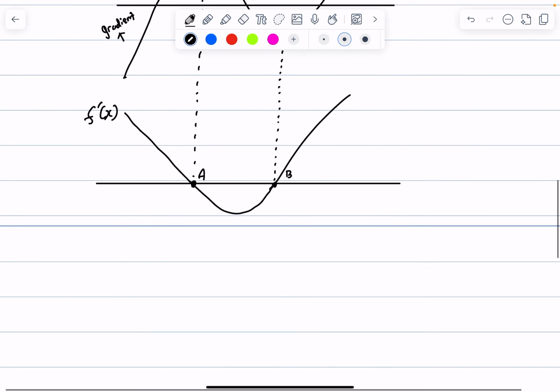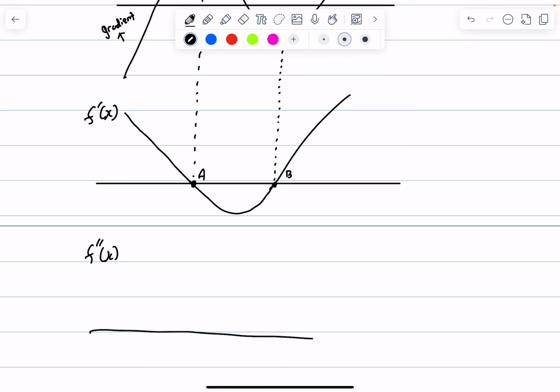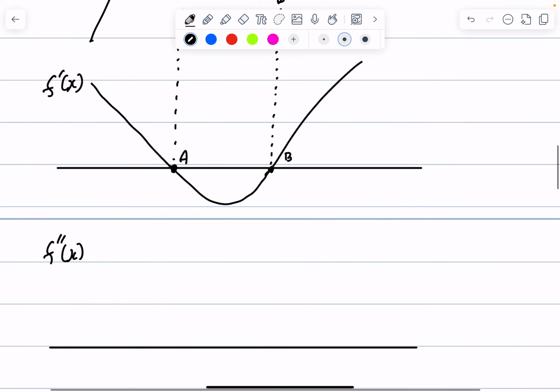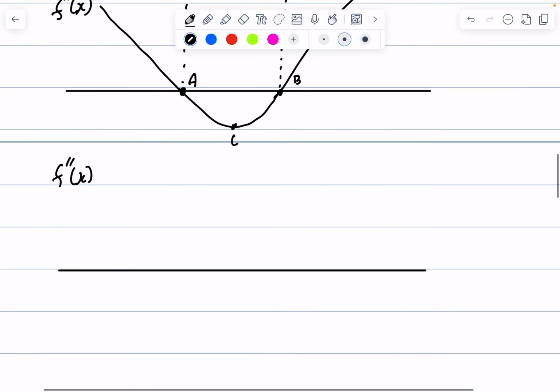And then we go to f double prime x. This part is slightly easier if you already know the previous rules. And let's just label this as C because f double prime x is the gradient of f prime x. So the maximum point will be at 0 for f prime x when you're graphing it. So we draw C, we just do it all the way down here.